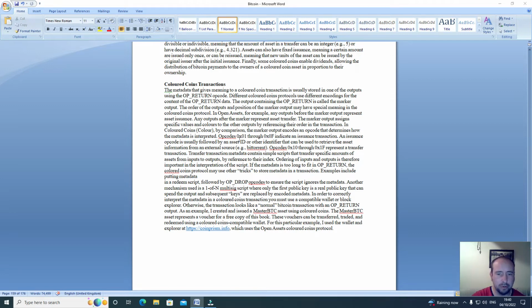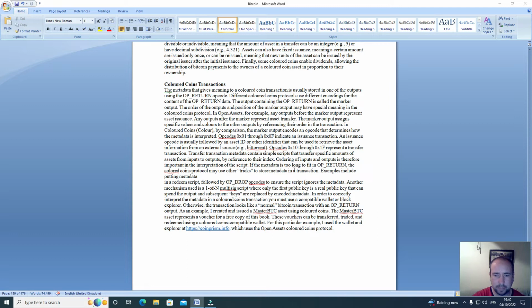In Colored Coins, by comparison, the marker output encodes an opcode that determines how the metadata is interpreted. Opcodes 0x01 through 0x0f indicate an issuance transaction. An issuance opcode is usually followed by an asset ID or other identifier that can be used to retrieve the asset information from an external source. Opcodes 0x10 through 0x1f represent a transfer transaction. Transfer transaction metadata contains simple scripts that transfer specific amounts of assets from inputs to outputs by reference to their index. Ordering of inputs and outputs is therefore important in the interpretation of the script.